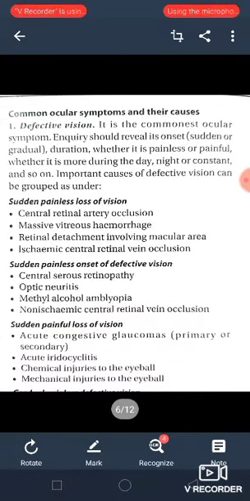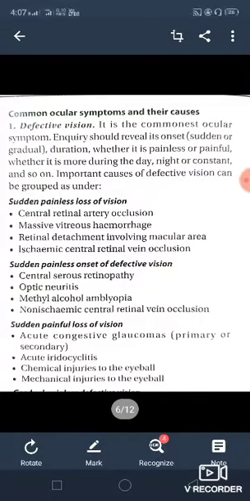Then, what are the common ocular symptoms and their causes? Firstly, defective vision. It is the commonest ocular symptom. Inquiry should reveal its onset, whether the onset is sudden or gradual, duration, whether it is painless or painful, whether it is more during the day, night, or constant, and so on. Important causes of defective vision can be grouped as under.